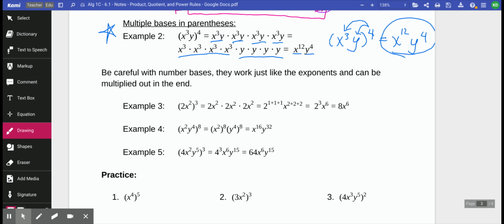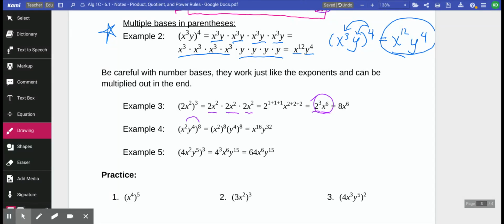2x squared to the 3rd is 2x squared times 2x squared times 2x squared. There's our 3 copies. So 2 times 2 times 2 is 2 to the 3rd. x squared times x squared times x squared is x to the 6th. But then we can also write 2 to the 3rd as 8. So our final answer would be 8x to the 6th, but this one shows our exponent rule right here.